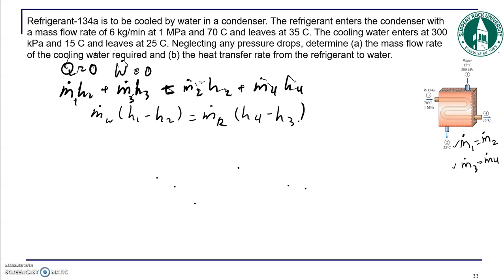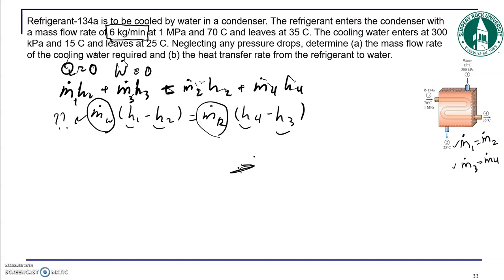So what we need to do is basically to determine the enthalpies at all these 4 states. And we are also given the mass flow rate of refrigerant, which is 6 kilograms per minute in the problem, right? So we have m dot R given to us. What we need to find is m dot w, and we need to find all these h values from the tables, right? I don't think you guys have any issues finding these numbers.